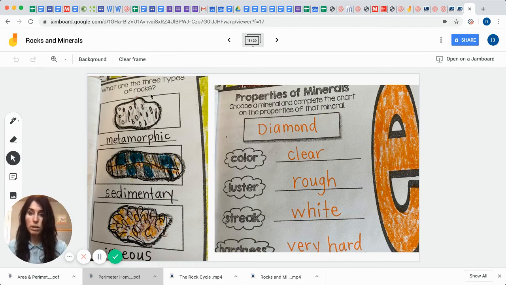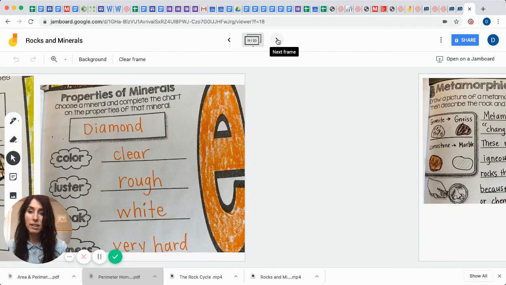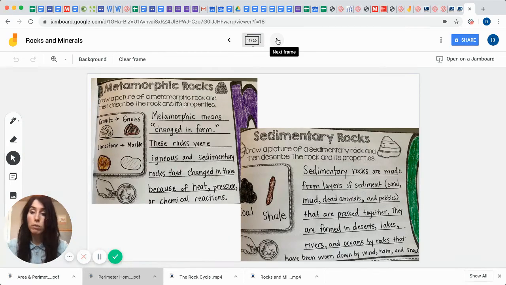You're going to focus on 3 different types of rocks, which we know are metamorphic, sedimentary, and igneous. And then if you're in this book, you're going to write down some notes about a diamond. That's a mineral. Diamonds are not rocks. They're called minerals. And you're going to use the properties of minerals to describe what diamonds look like. Again, if you don't have it, you can put that in your spiral notebook.